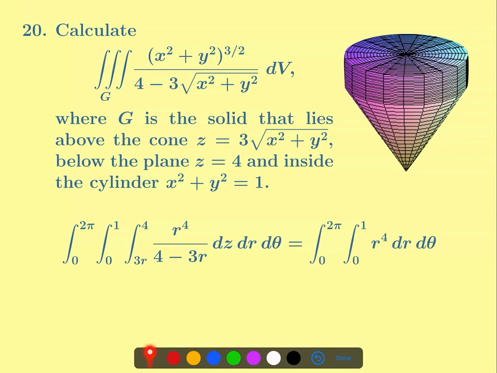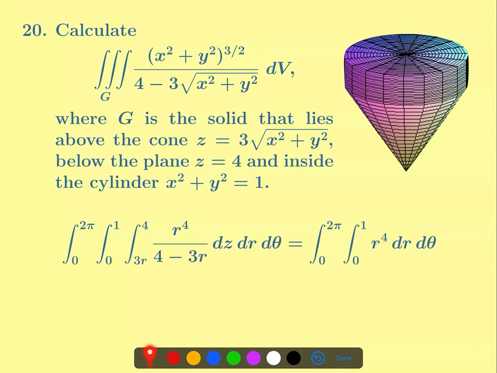To be fair, if I had integrated with respect to z up here and kept it in rectangular coordinates, the same thing would have happened. This denominator would have gone away, but you still would have x squared plus y squared to the 3/2 to integrate, which you could then do with polar coordinates.